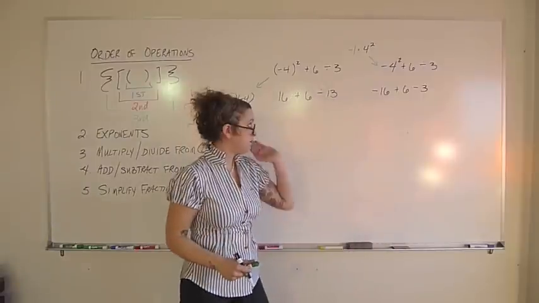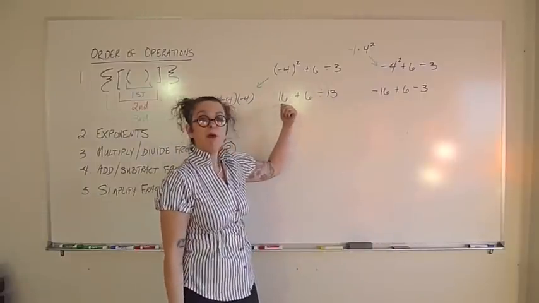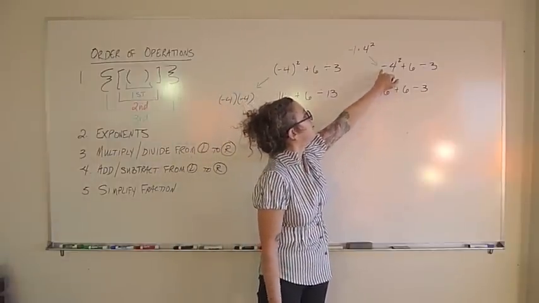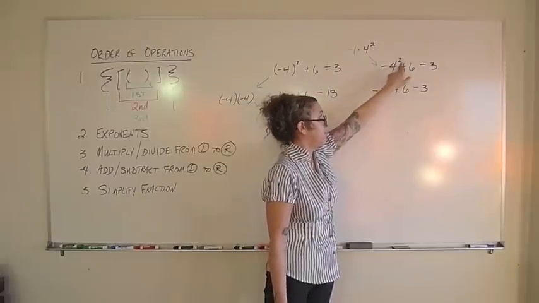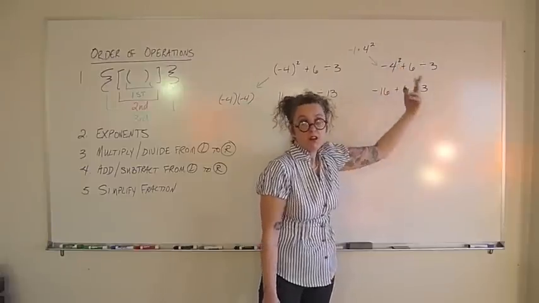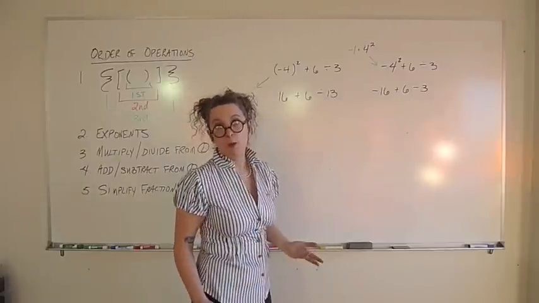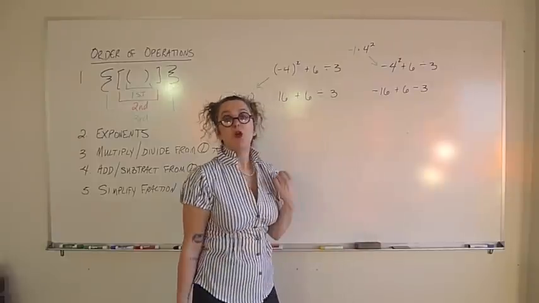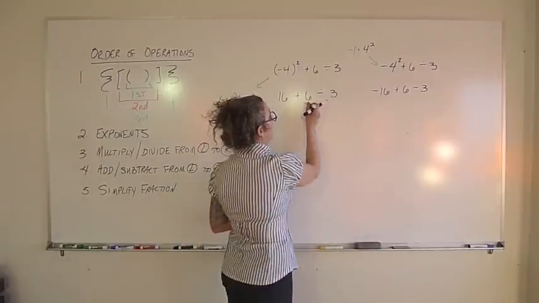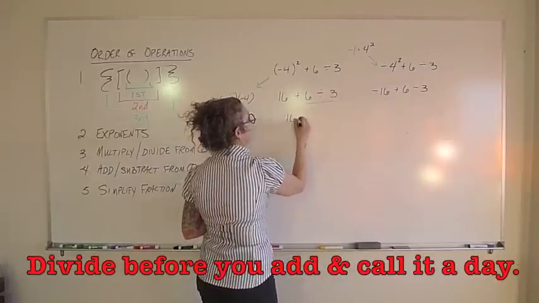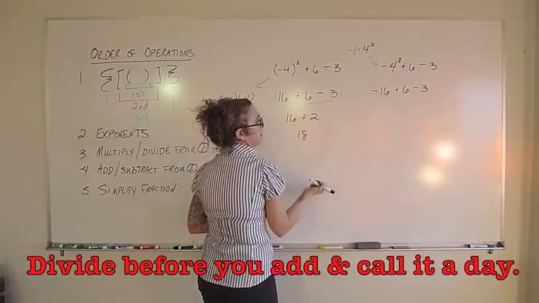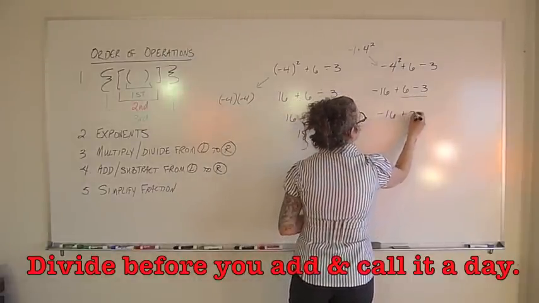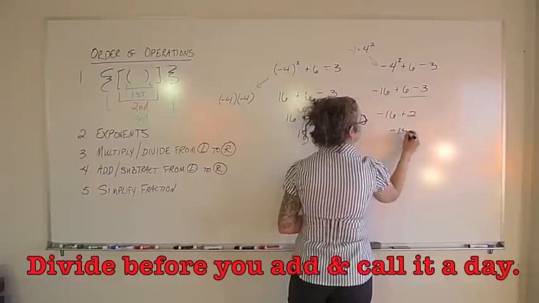So what I want you to notice here is these math problems are almost identical. This one came out positive because 2 negatives is a positive when multiplied. This one came out negative simply because this negative sign has no business with this exponent right here. So let's finish these math problems. You know by now that you want to divide before you add. So divide here. So I got 16 plus 2 for 18. Same deal over here. Turn this into a 2. So I got negative 16 plus 2 for, what is that, negative 14.